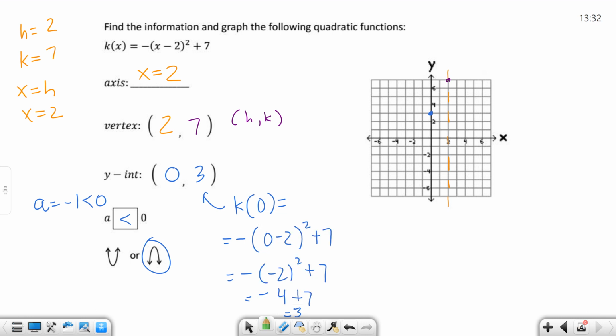So it does something like that. And again, 2 units out is going to go through this point, kind of as a point of reference. Like that. And let me make that arrow a little better. All right, so there's my parabola right there. I hope this helps you when you have to graph quadratic functions.